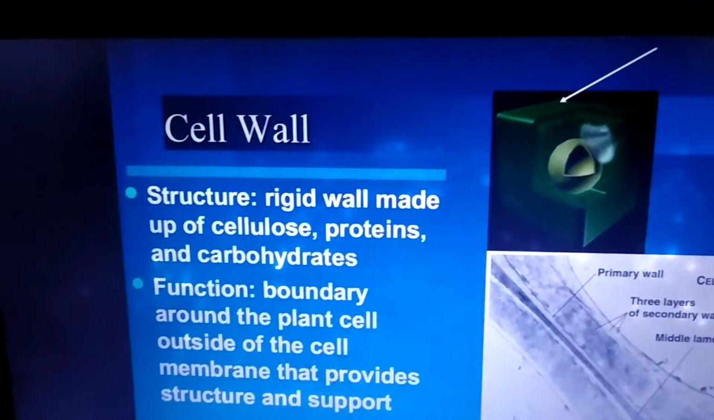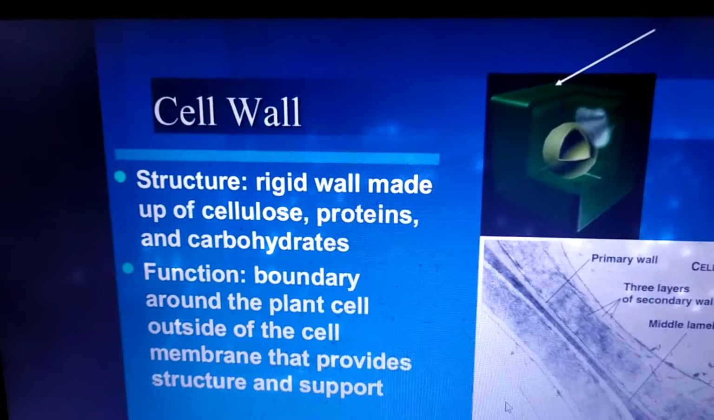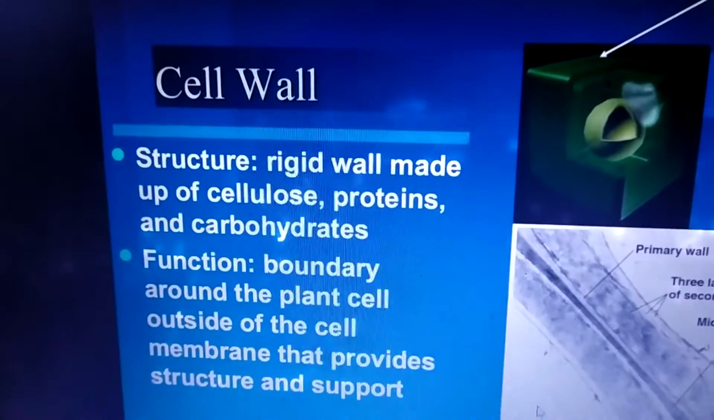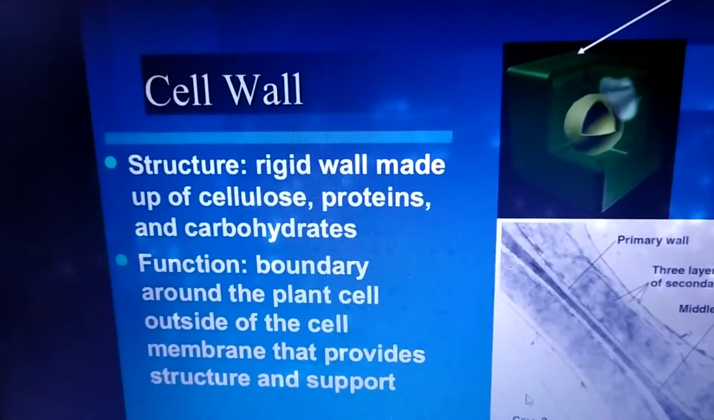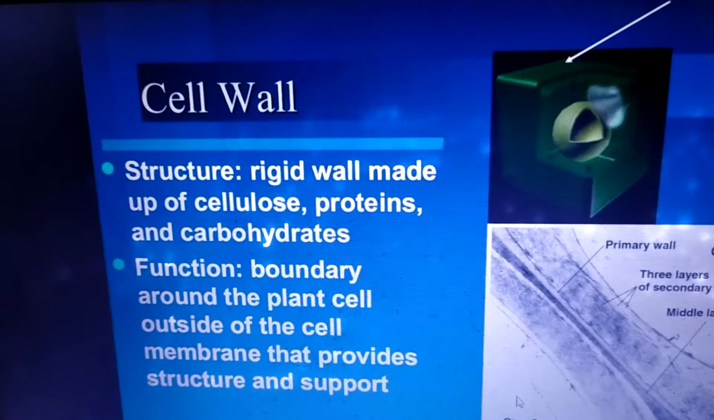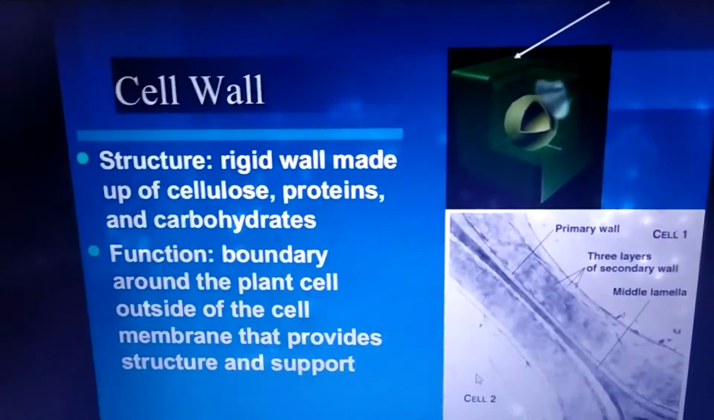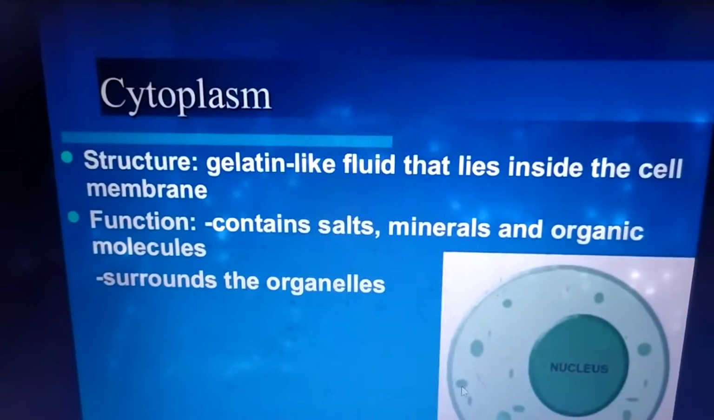Cell wall: it is present in plant cells. A rigid wall made up of cellulose, protein and carbohydrate. What is the main function of the cell wall? It is a boundary around the plant cell, outside of the cell membrane, that provides structure and support. This is the main function of the cell wall: it provides structure and support to the cell.